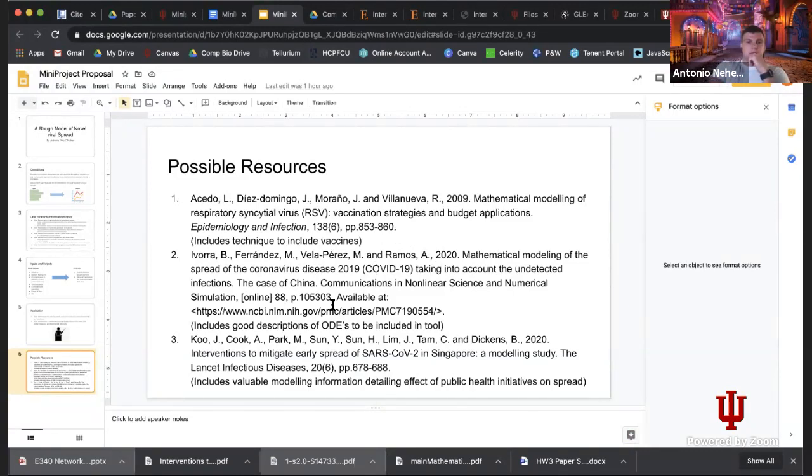The second paper has just really good descriptions of a lot of the ODEs that could be implemented into this tool. And they're very clear in the parameters as well. And this last paper I read was a paper detailing the spread of the virus in Singapore with different initiatives enacted public health wise. And so it would be a good paper to draw on for modeling those different public health initiatives.